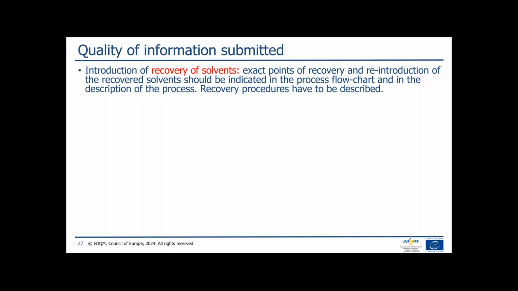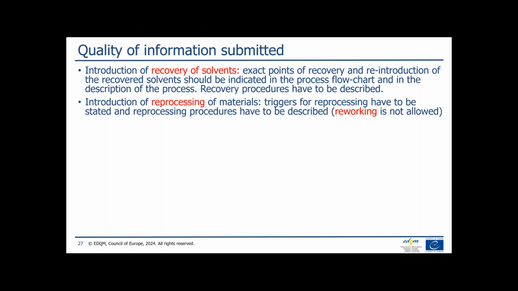For example, you're introducing recovery of solvents. So you should update section 3.2.S.2.2: the exact points of the recovery, where the solvent is taken from recovery, where it is introduced in the process. It should be indicated in the process flow chart. The description of the procedures should be given. Then in section 3.2.S.2.3, we should also have the specification of recovered solvents, or let's say a statement if they are the same as for the fresh solvents, etc.